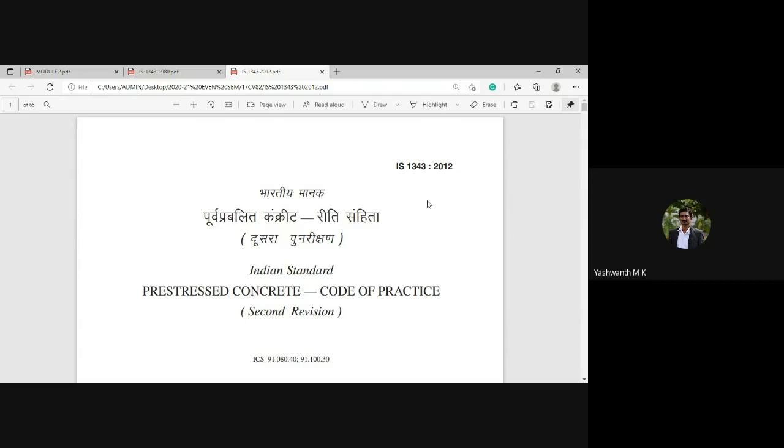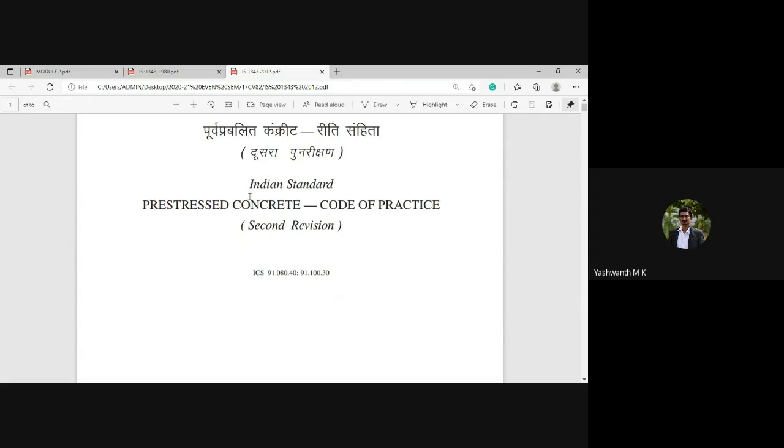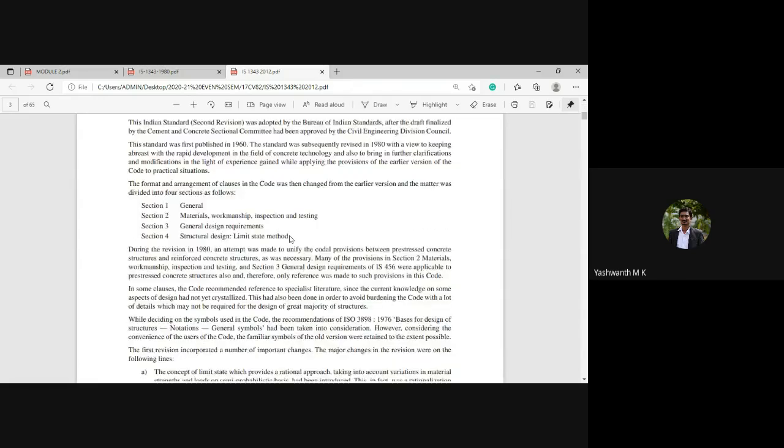So this is the codal provision used in the design of pre-stressed concrete elements, that is IS 1343/2012. This says pre-stressed concrete code of practice, second revision. So this is the codal provision we are going to follow. Next, let me go ahead with the content.